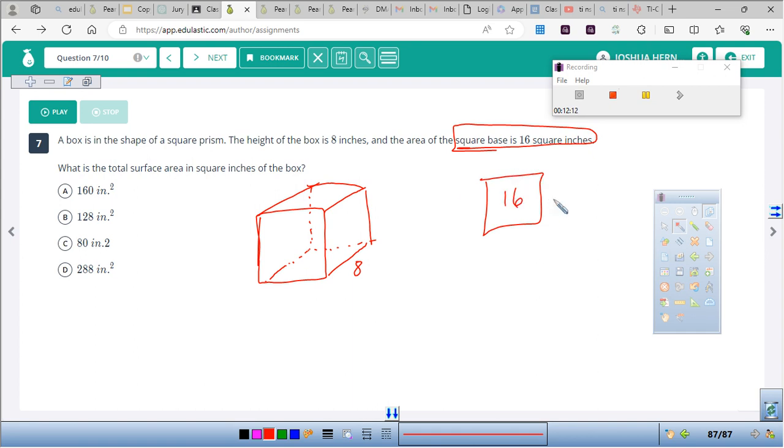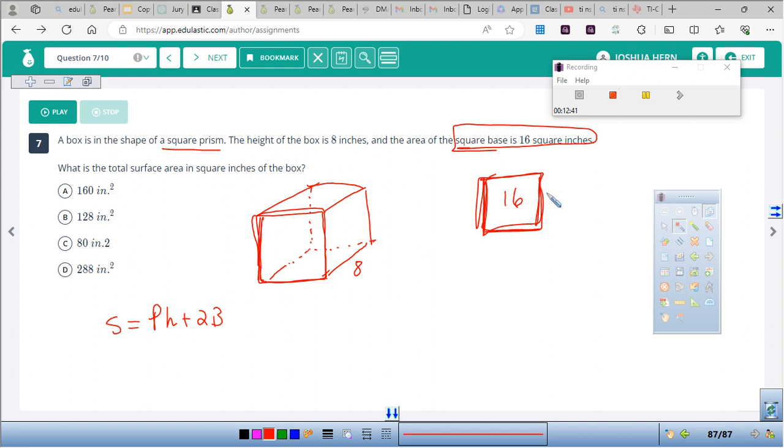The question they're asking is, what is the total surface area? To get the total surface area, you're going to have the perimeter times h plus 2B. When it comes to this one, we need to know the perimeter of the base. The base is a square, since it's a square prism. We don't know anything about it, but we know the prism from base to base is 8. The area of the square base is 16.